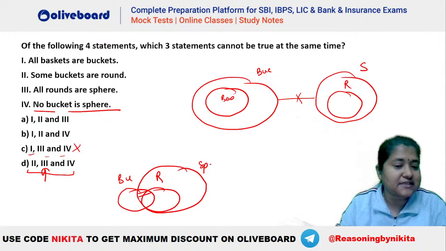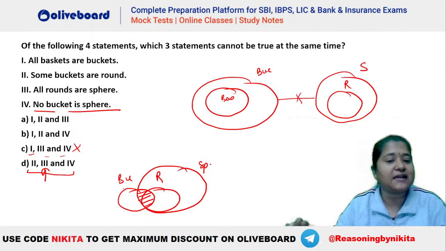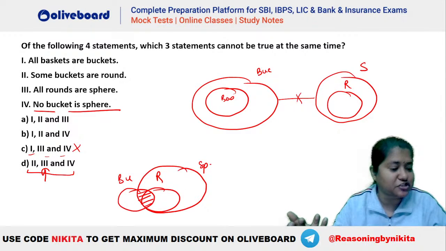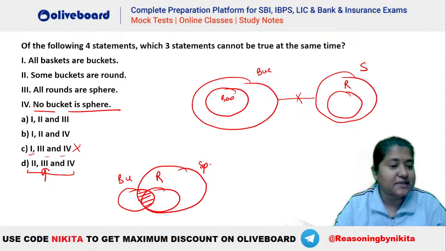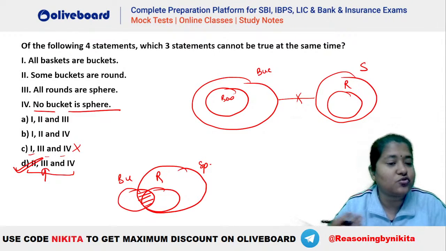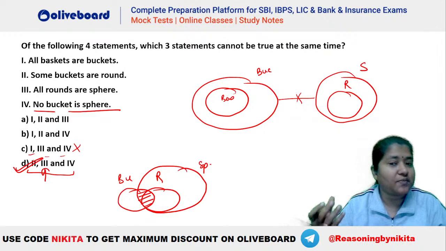You can see no bucket is sphere. That's not possible, isn't it? No bucket is sphere, how can that be possible? Because bucket and sphere automatically are having a positive interaction, right? So the fourth one contradicts the first two here. So that means this is the right answer. 2, 3 and 4 cannot be taken together.